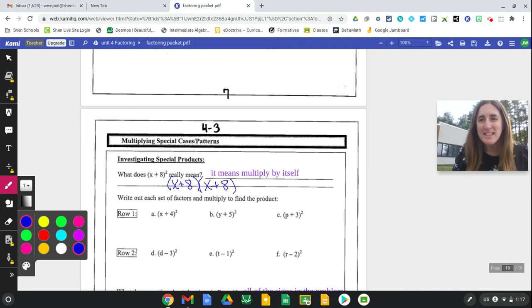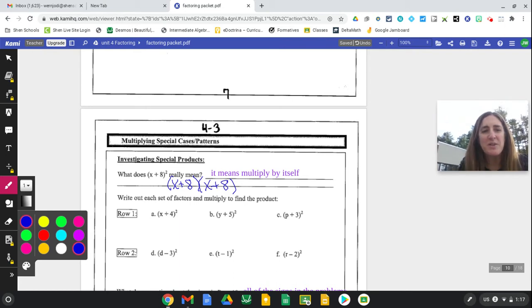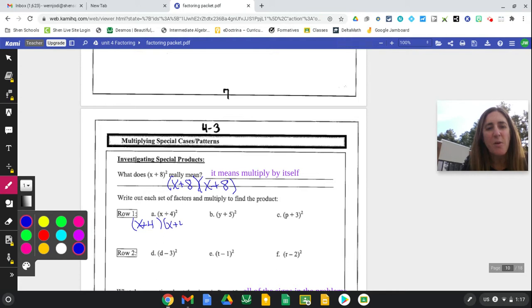Now, some of you might think that since that little squared is out there, this problem would turn into x squared plus 64. But guess what, folks? You're wrong, because it actually doesn't turn out to that. Let's look at the first example in row 1. It's x plus 4 squared. So that's like x plus 4 times another group of x plus 4.